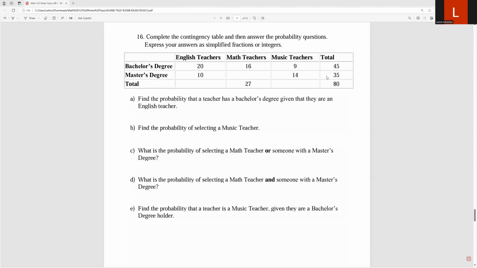All right, this is the video for the rest of the last, I think it was 3 examples in 6B.4. These are just more practice with contingency tables. So let's start out with this one. It says complete the contingency table and then answer the probability questions. Write your answers as simplified fractions.